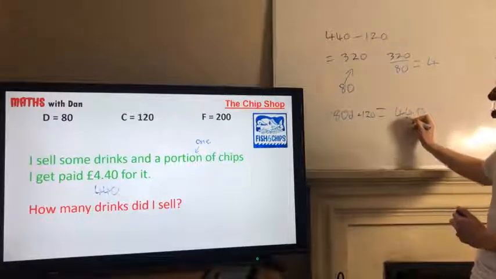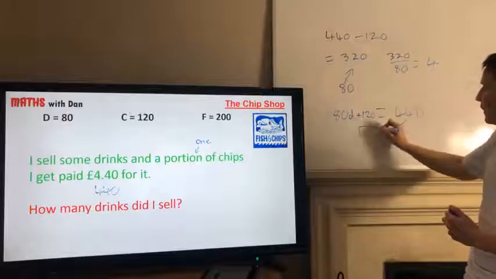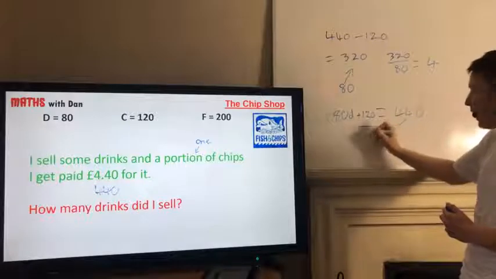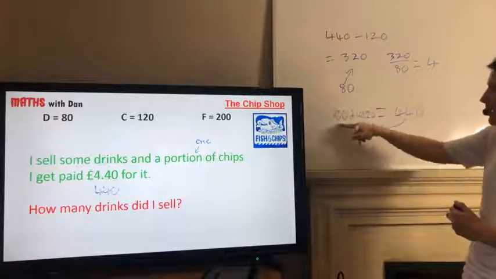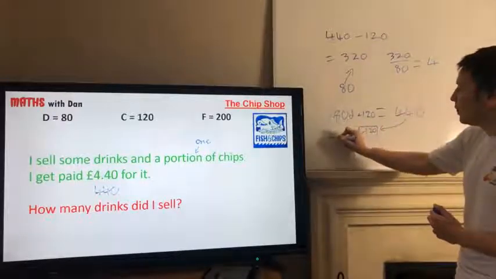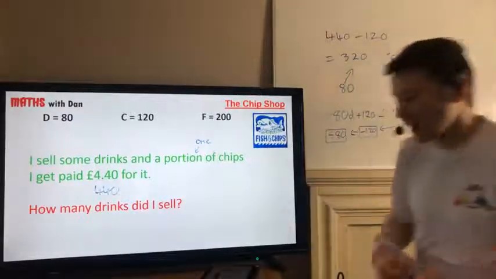So what we do is we work backwards. And we start from the 440. What's the opposite of plus 120? Minus 120. And this means times, remember? That means times. So instead of timesing by 80, we are going to divide by 80. And that gets us our answer.